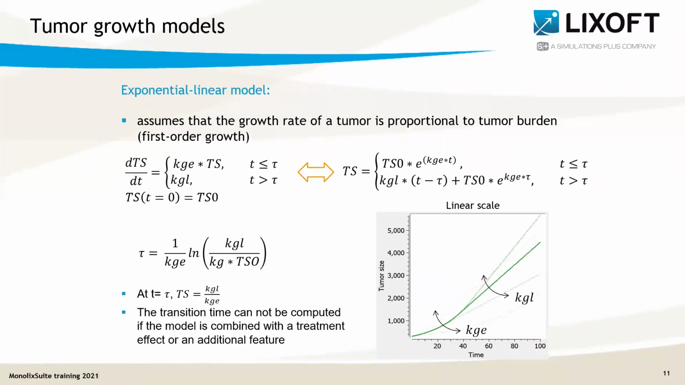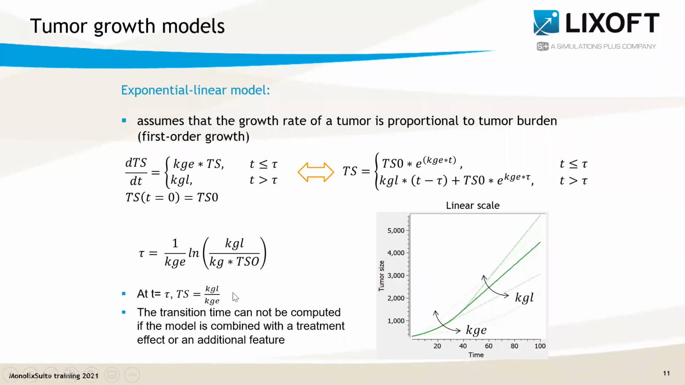The next model is exponential linear. Tumor growth dynamics can be observed to follow two distinct phases of growth sometimes: an initial exponential growth followed by a linear growth phase as the nutrients go scarce. So this simple exponential linear model captures this with a transition time called tau between the two phases, exponential and linear. And this transition time is computed with this formula to ensure that the solution is continuously differentiable.